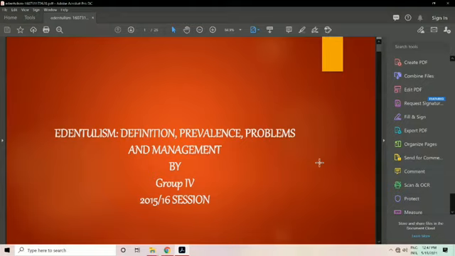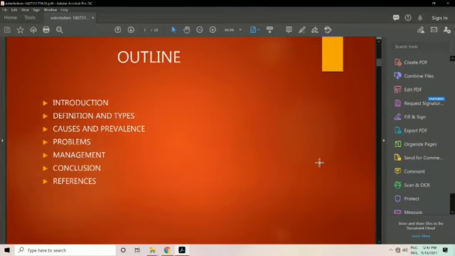The missing teeth can be classified under partial or complete missing teeth in an individual. So for edentulous, first we will see the definition, the prevalence rate, the problems and their management. The outline of today's lecture will be introduction, then definition and types, causes and prevalence, problems, management in brief, because different lectures will be carried out for you related to the management, then conclusion and references.